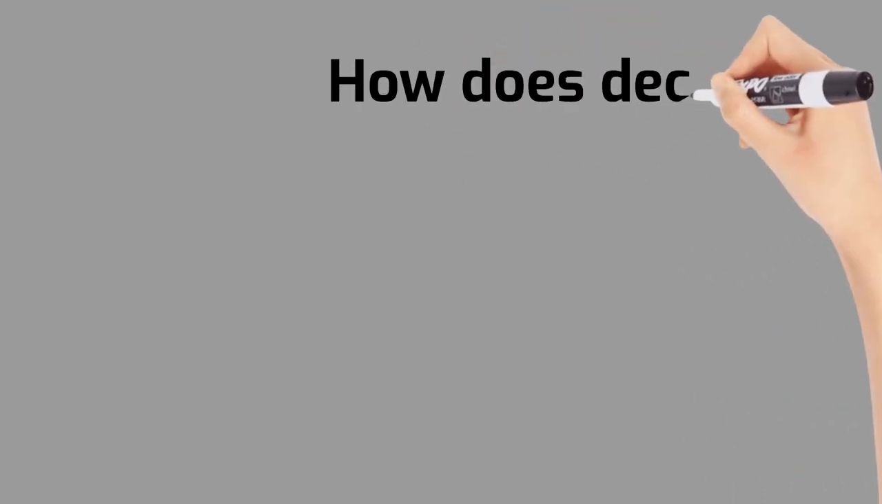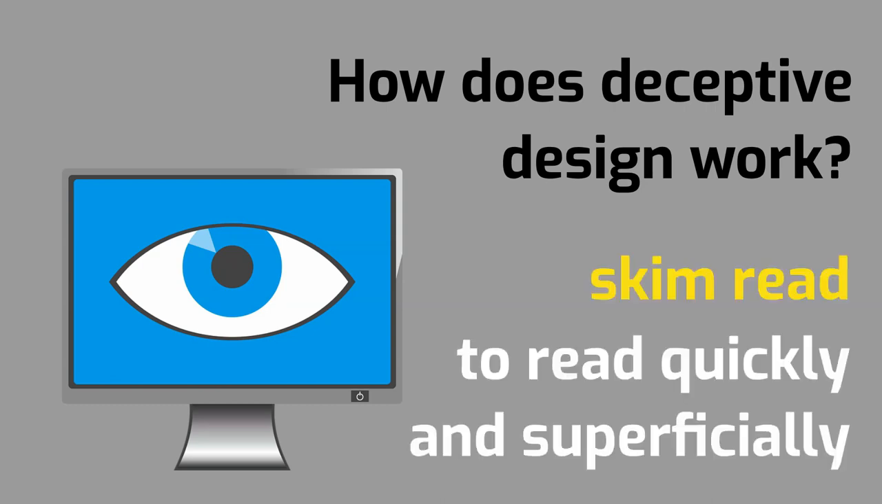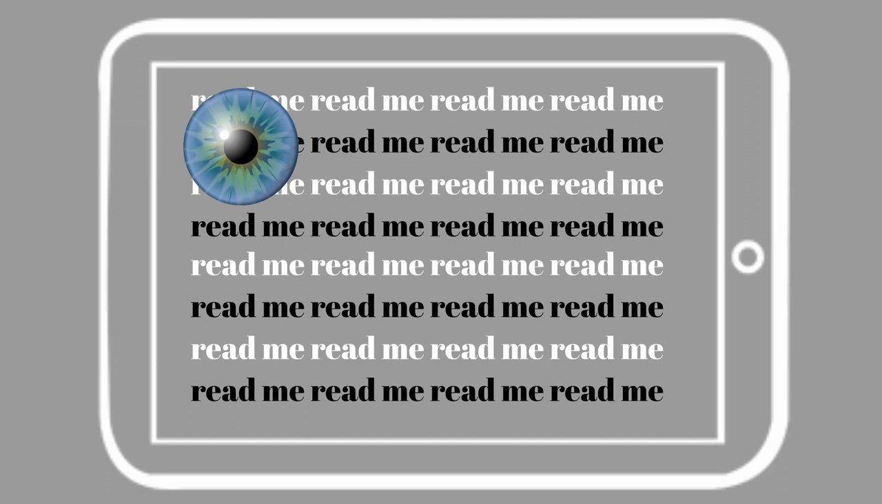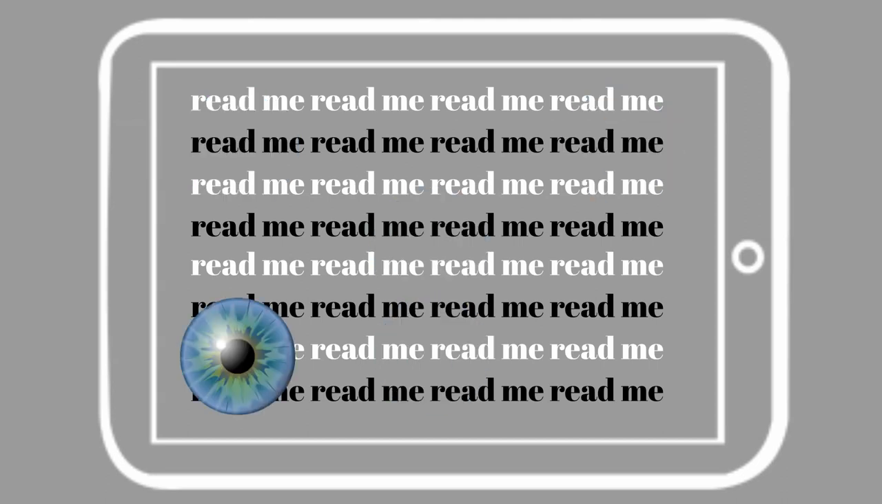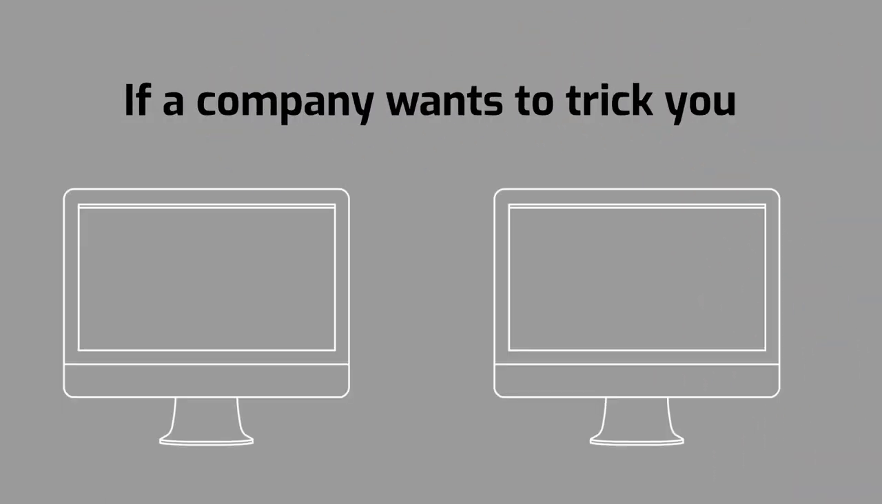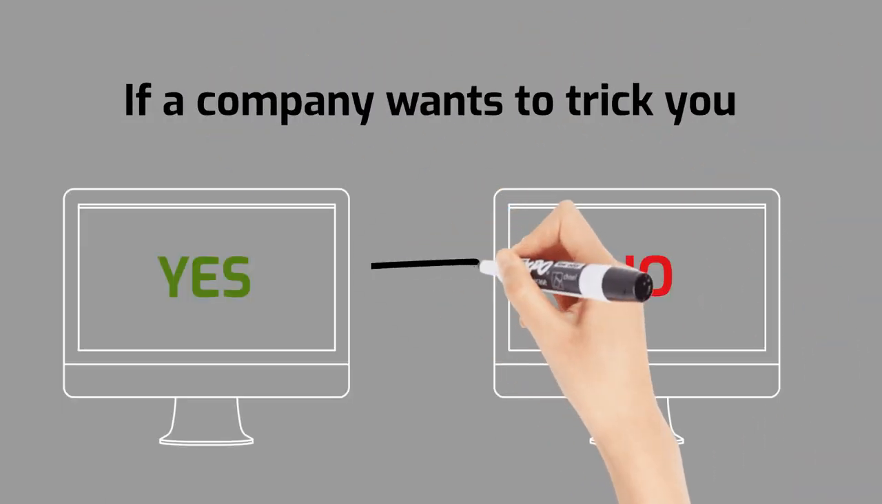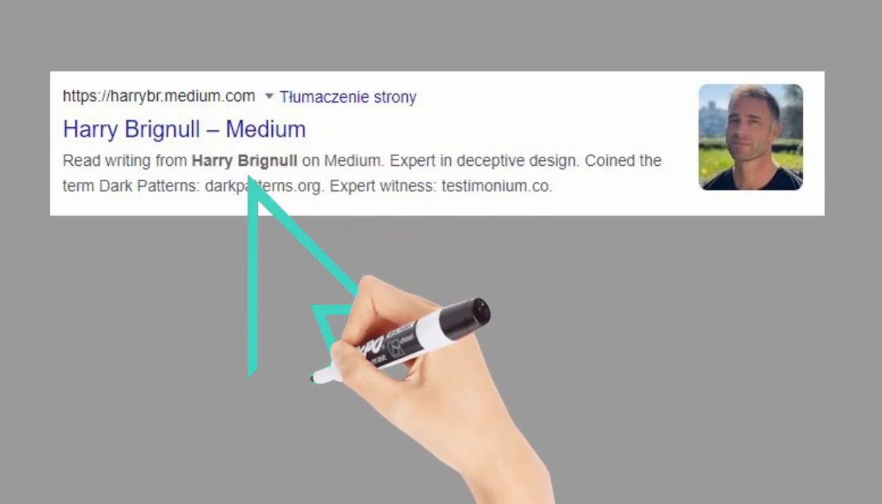How does deceptive design work? When you use websites and apps, you don't read every word on every page. You skim read and make assumptions. If a company wants to trick you into doing something, they can take advantage of this by making a page look like it's saying one thing when it's in fact saying another. You can defend yourself by learning about deceptive design.